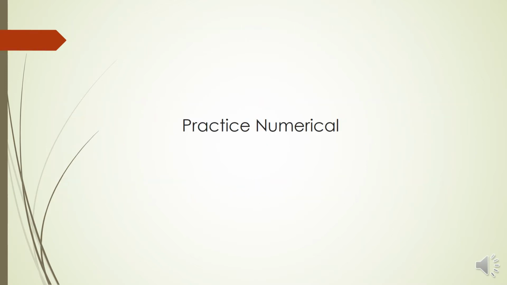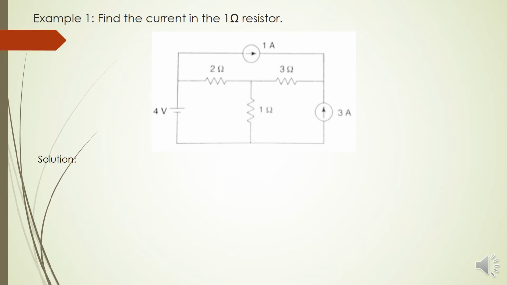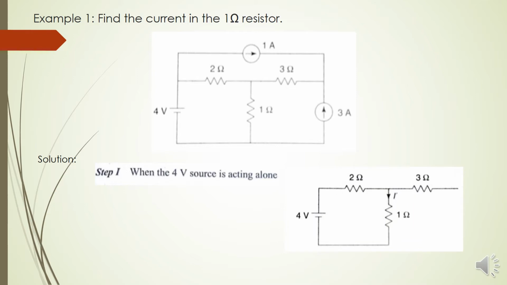Some practice numericals based on superposition. This numerical shows that we have to find the current flowing through the 1 ohm resistor. So first step, when the 4-volt source is acting alone, the circuit looks like a 4-volt battery, the 1 ampere current source is an open circuit and the 3 ampere current source is an open circuit. So by the current division rule, the current flowing through the 1 ohm resistor is calculated and the direction of current will be down.